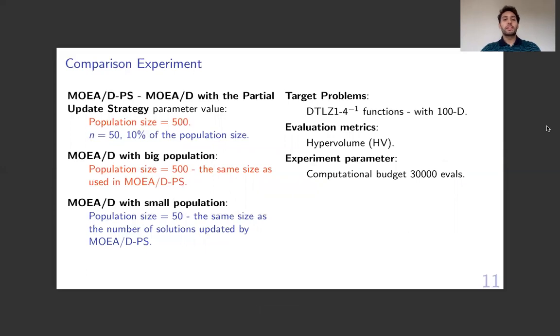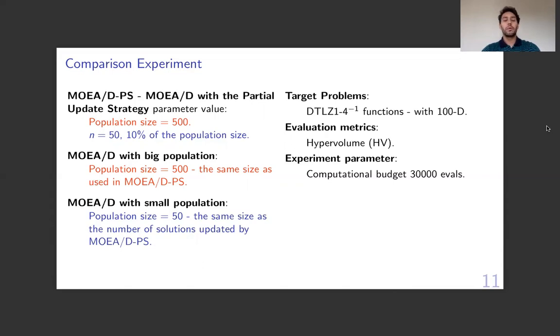Okay, we did a complex experiment to verify if the dynamics of updating a small fraction of the population is one of the reasons why MOEAD PS performs better. So we use MOEAD PS with a population size of 500 solutions, and the n input parameter is set to 50, 10% of the population size.